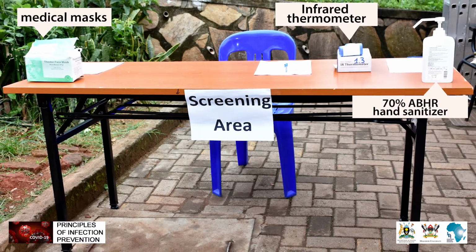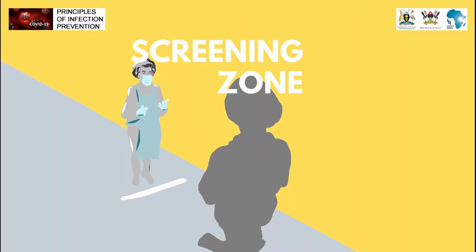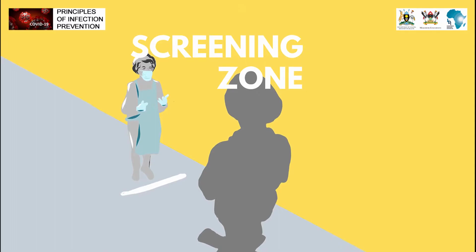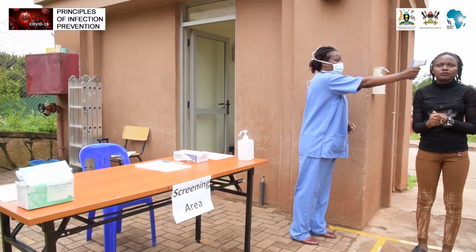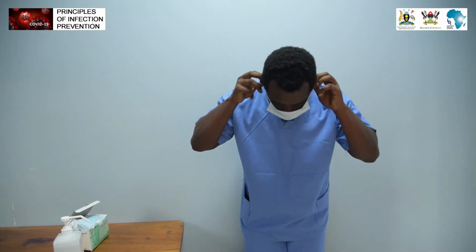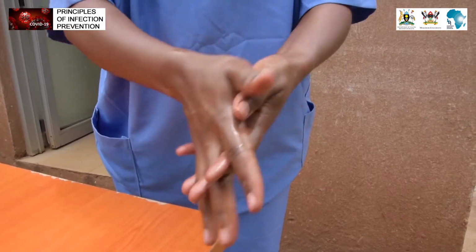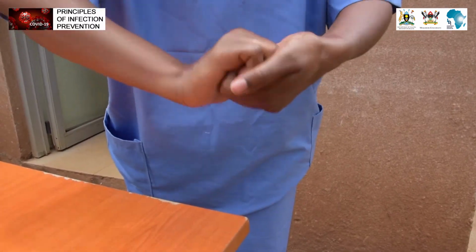Infection control considerations for screening: do not make physical contact with the patient during the screening process. Keep spatial separation of more than 1 meter at all times. Wear appropriate PPE, that is to say medical masks. Gloves are not required for this task. Ensure you perform hand hygiene before and after taking off PPEs.